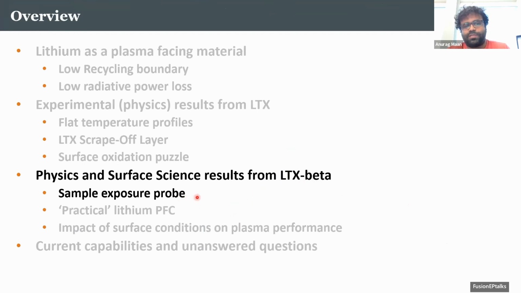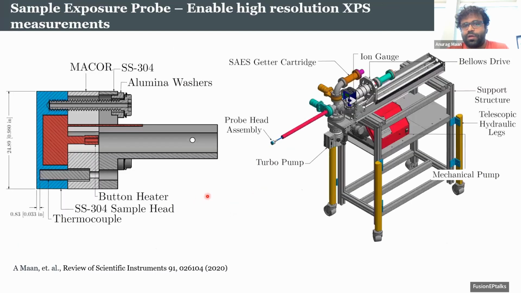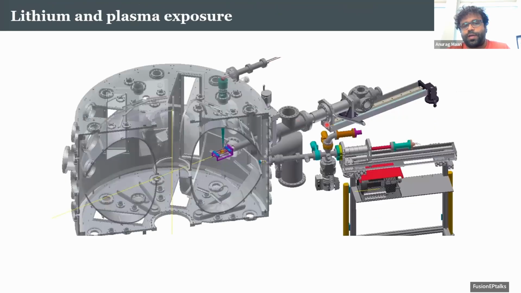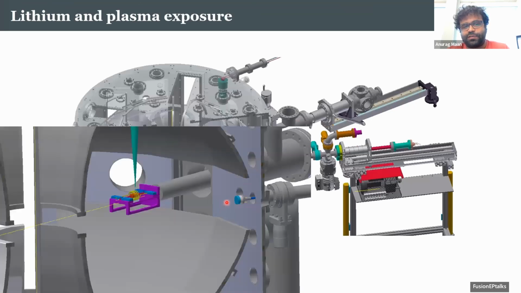For LTX-beta, we ended up designing a sample exposure probe, instead of mounting a high-resolution spectrometer on the machine, which is hard to do, A, because of space constraints, and B, because you need to operate the spectrometer in large swings of magnetic field. We ended up designing a simpler sample exposure probe that could expose these samples of stainless steel in the vacuum vessel. You could deposit lithium on it and expose it to the plasma, and then take it to a machine and do really high resolution scans.